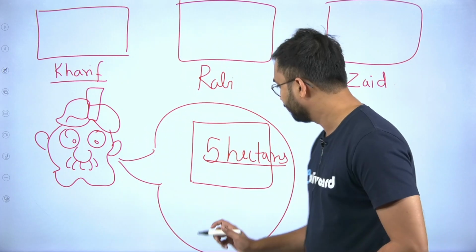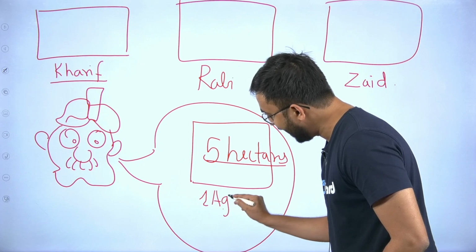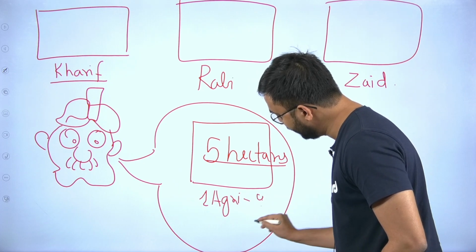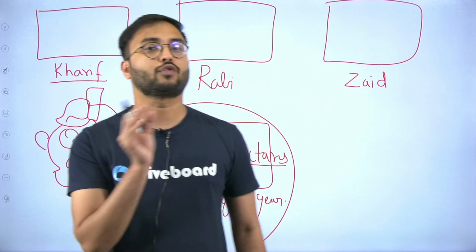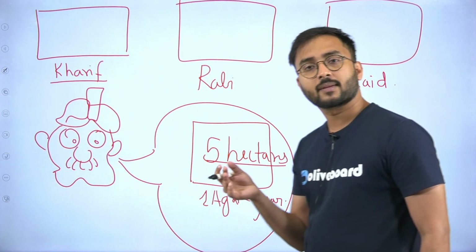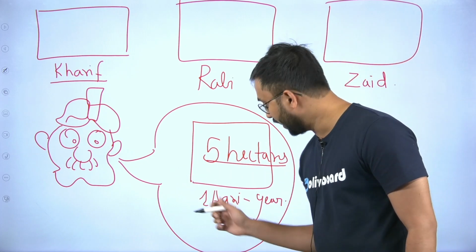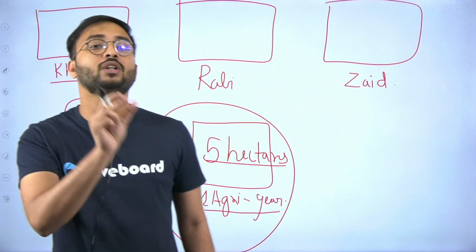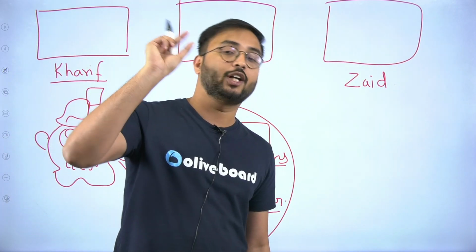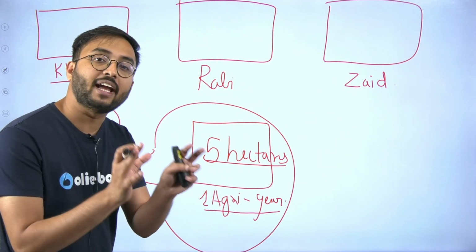Now always remember, if I consider one agricultural year, one complete agricultural year. What is one agricultural year? Of course, starting from 1st of June to 31st or 30th of May. Okay, so one agricultural year is, for example, from June 2023 to May 2024. For this one particular year, I am having 5 hectares with me.